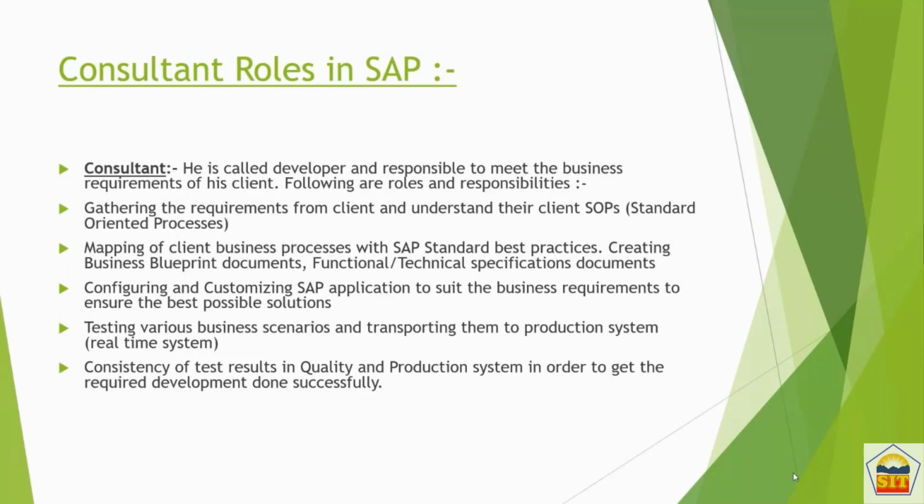So here the client processes, we also call them SOPs. SOP is nothing but the standard operating process, and how that process can be done efficiently in the SAP ERP software, so that we take the reference from the SAP best practices. So what we are going to do after gathering the requirement from the client is match that process with the process provided by SAP, called best practice. So it is called the mapping activity. We'll be doing the mapping of the client business process with the SAP standard process.